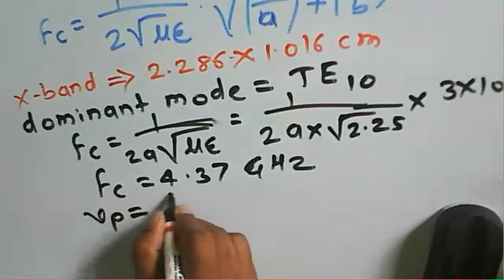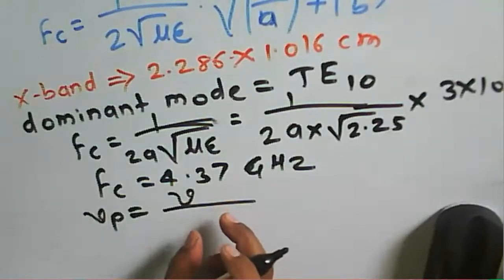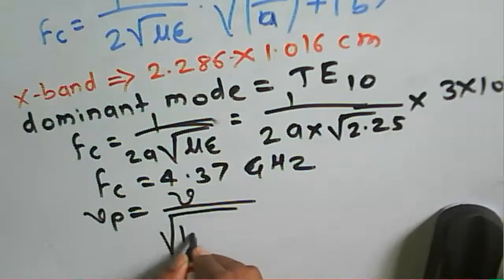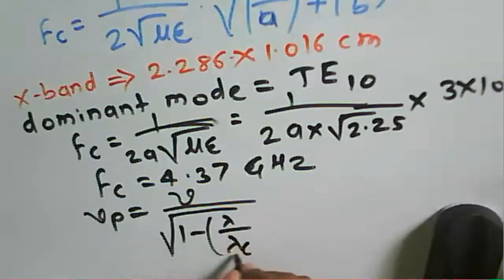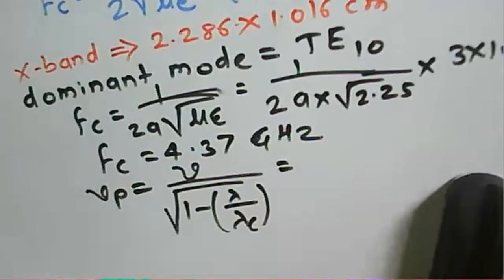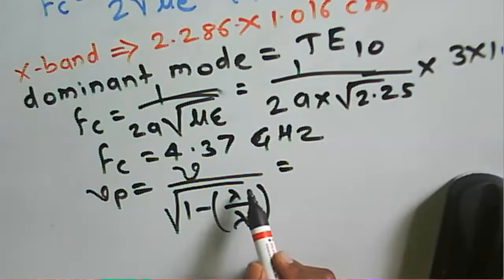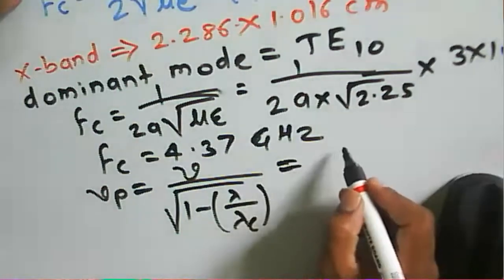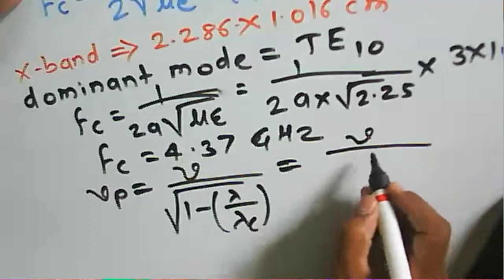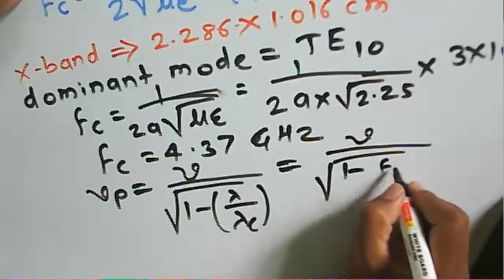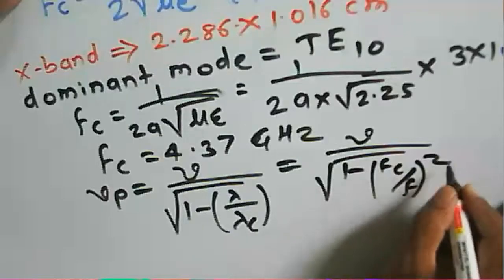Then what will be the phase velocity? Phase velocity is equal to v, or we can say c, which is 3 into 10 power 8, under root of 1 minus lambda by lambda c. Lambda we need to find for the signal frequency here, that is about 9 gigahertz given. Or instead of that, we can write c, which is 3 into 10 power 8, under root of 1 minus fc by f, bracket.